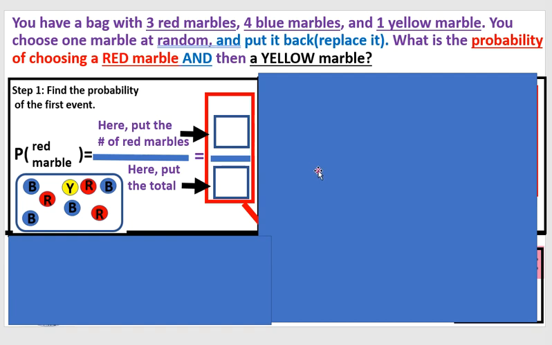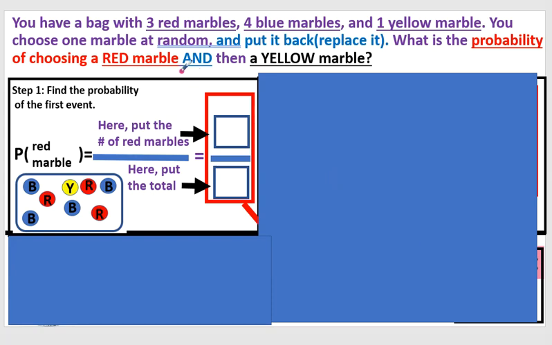So you have a bag with 3 red marbles, 4 blue marbles, and 1 yellow marble. You choose 1 marble at random and put it back. You replace it. So sometimes you're going to see the word replace it, you replace it, or with replacement. That just means you're going to put it back in the bag. What is the probability of choosing a red marble and then a yellow marble?